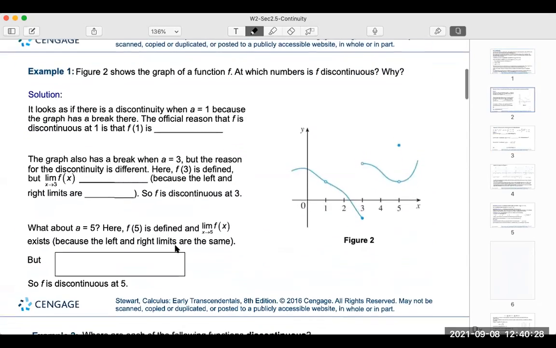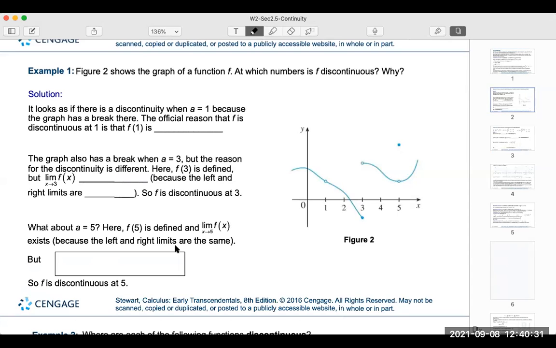Now let us play with this example. Fill in the blank. First, figure 2 here shows the graph of a function. At which numbers is f continuous? So now look at this graph. If x is the value in the x direction here, if it is smaller than 1, is it continuous? Yes, right?